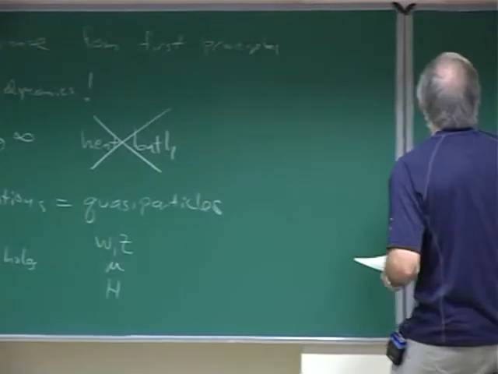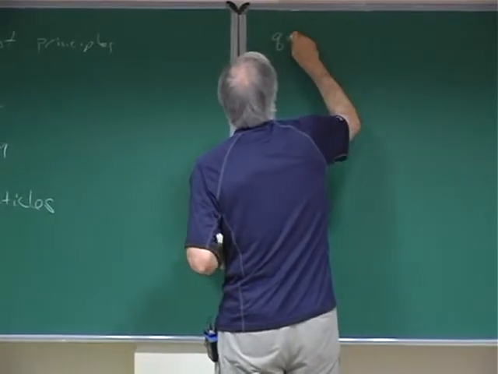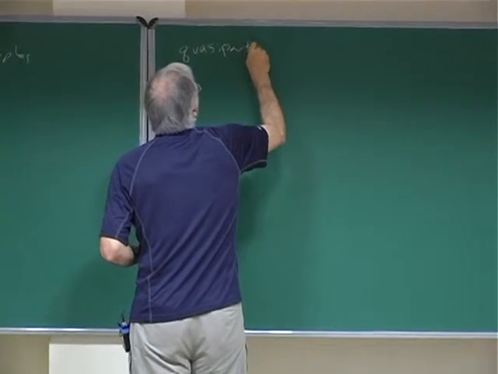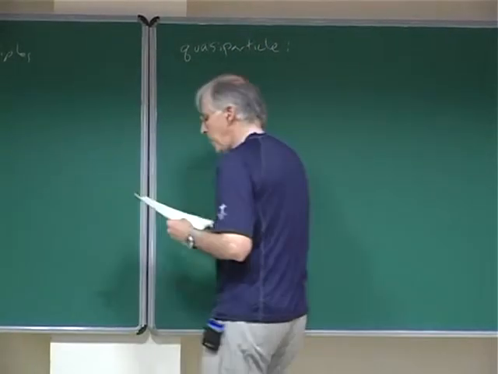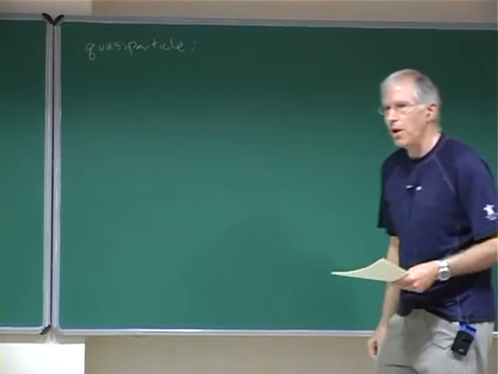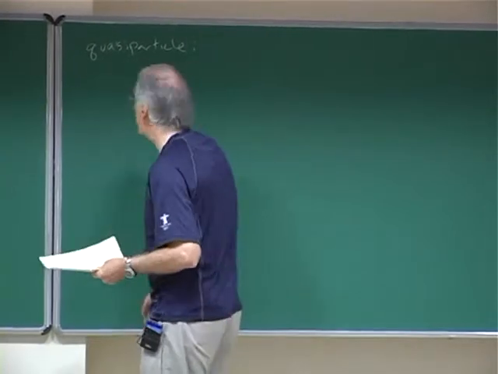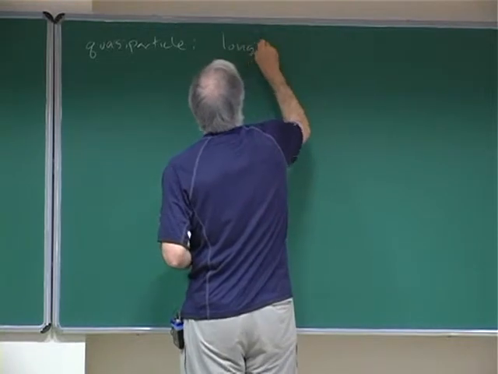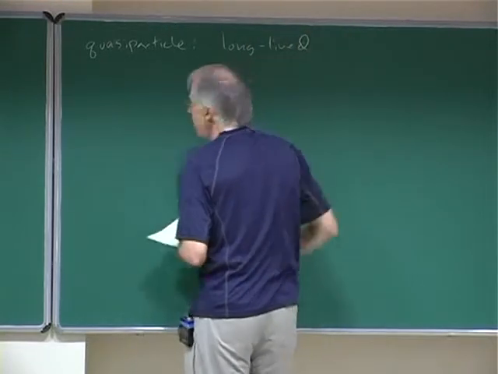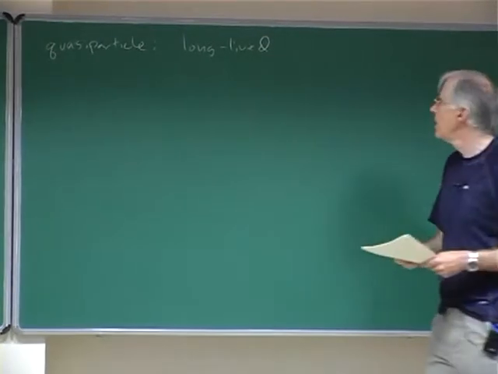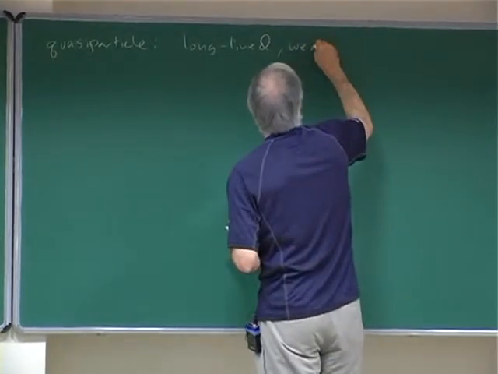All of these are also, properly speaking, quasi-particles. But it's more than just that. So by calling something a quasi-particle, what you really mean is you're saying it's some sort of excitation. It is typically unstable, but nevertheless, it is long-lived and weakly interacting.